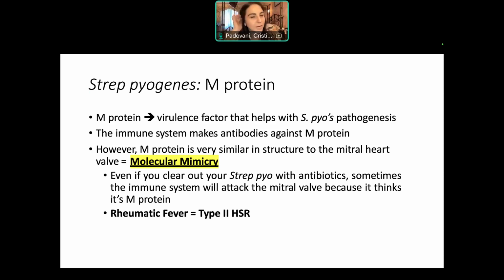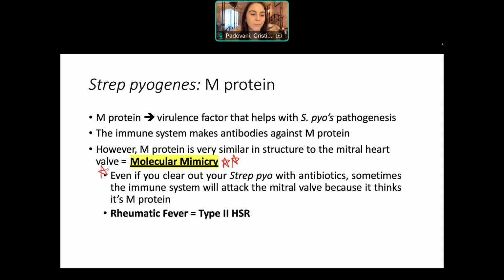The problem is M protein is very similar in structure to the mitral heart valve, very similar for whatever reason. So it's basically like you're making, in some instances, an antibody against your mitral heart valve. This is called molecular mimicry. Molecular mimicry is when your immune system tries to make an antibody against something that mimics something we have normally, like your own self. Molecularly it looks very similar, so you can get cross reactivity.